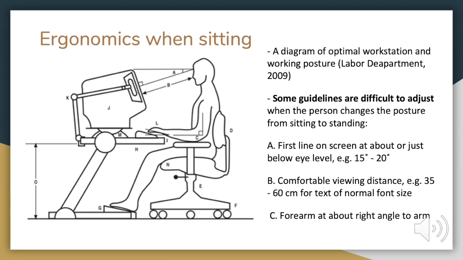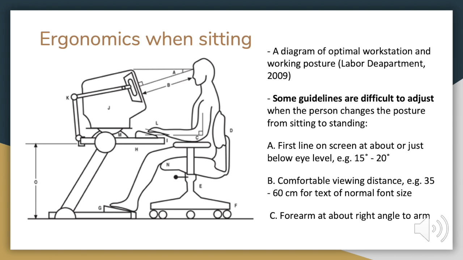There are many ergonomic guidelines for people who work in front of a computer. For instance, the first line on the screen should not be above eye level. The viewing distance should be about 35 to 60 centimeters, and the forearm should be at about a right angle to the desk. These guidelines help reduce the fatigue of prolonged sitting and improve occupational health.